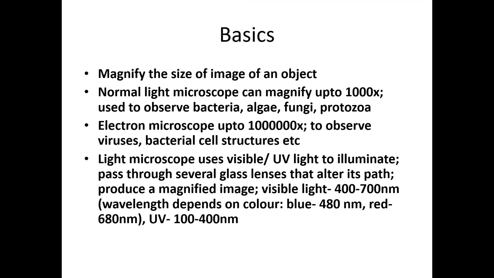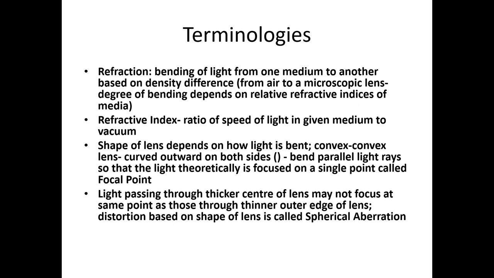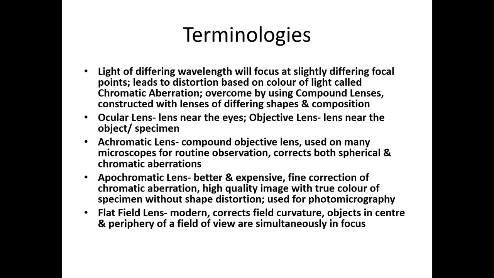We started with the basics of microscopy. What is the purpose of a microscope? What is the magnification power of a normal light microscope and an electron microscope? What is the source of light in a microscope? Both normal light microscope and electron microscope, we even discussed the wavelength of light and how it affects magnification. Then we discussed a few terms: transmission, reflection, diffraction, absorption, fluorescence, refraction, refractive index, how the shape of the lens affects the magnification, and the various aberrations which may lead to observation of an unclear image, that is spherical aberration and chromatic aberration.